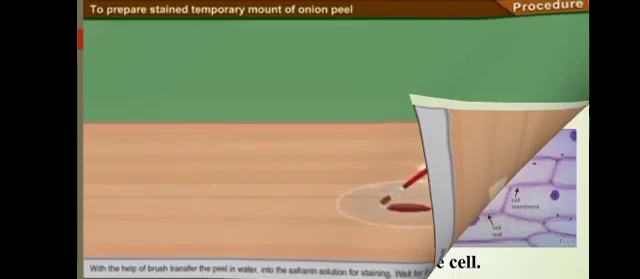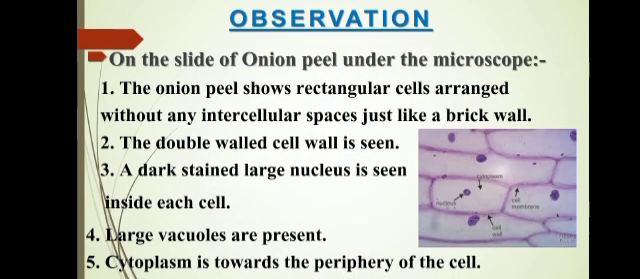So children, on the slide of onion peel under the microscope, we have observed that the onion peel shows rectangular cells arranged without any intercellular spaces, just like a brick wall. We have seen the double-walled cell wall. A dark stained large nucleus is seen inside the cell. Large vacuoles are also present, and we have seen the cytoplasm is present towards the periphery of the cell.